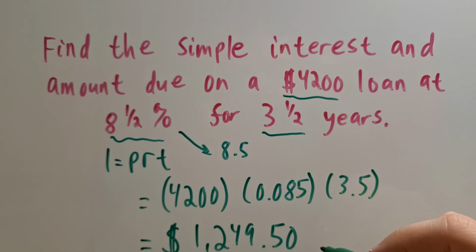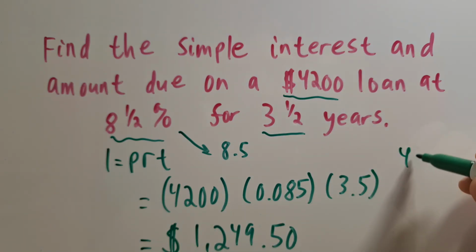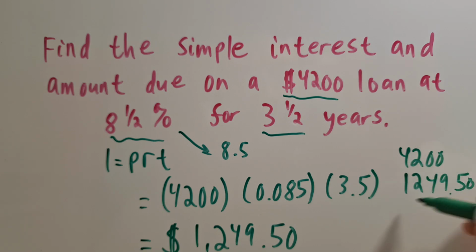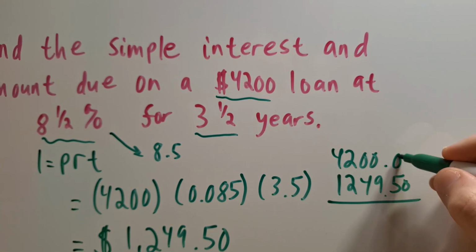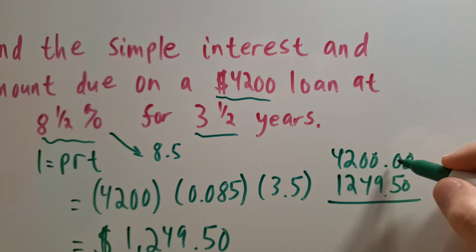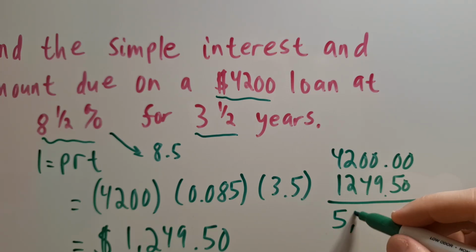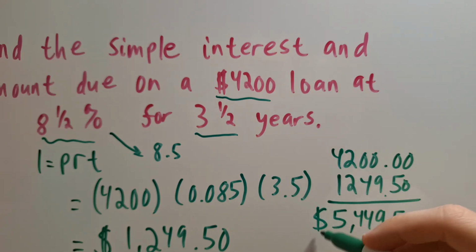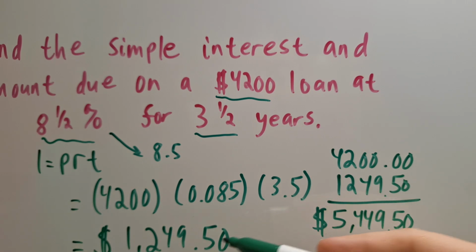Last thing we do for this problem is we're going to take our amount here and add it to the principal. So that's $4,200 plus $1,249.50. And just for clarification, I'm going to write out 0.00 for 4,200 here. Adding all this together gives you a total of $5,449.50. That is the total amount due, with the interest being over $1,249.